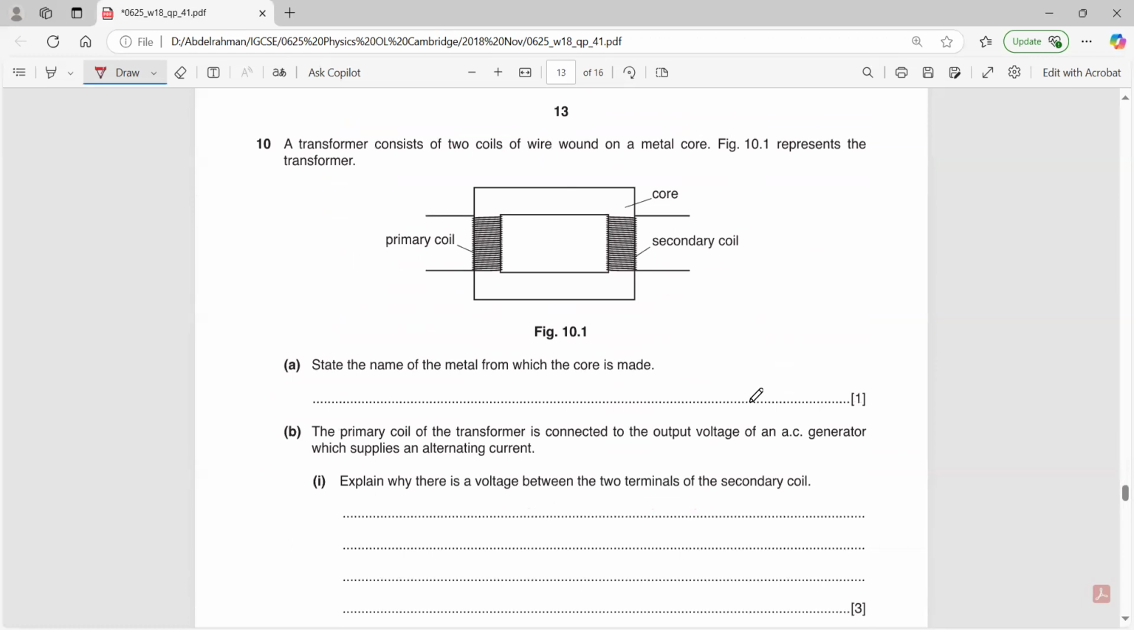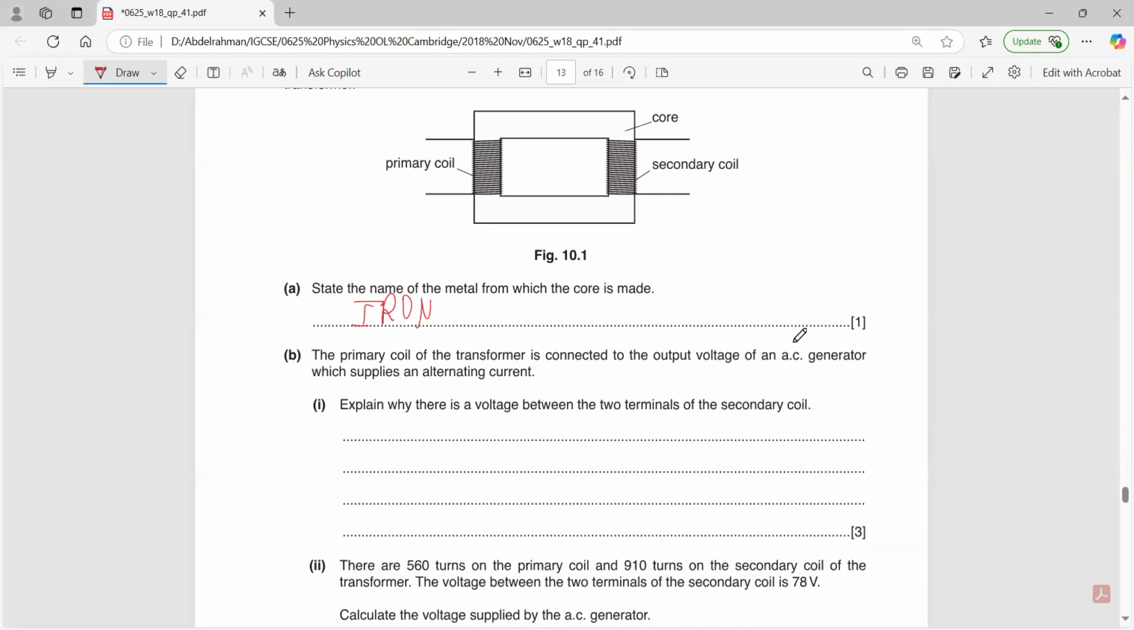Question 10. State the name of the metal from which the core is made. The core has to be made of iron. Cannot use steel. It has to be made of iron. The primary coil of the transformer is connected to the output voltage of an AC generator which supplies an alternating current. Explain why there is a voltage between the two terminals of the secondary coil.